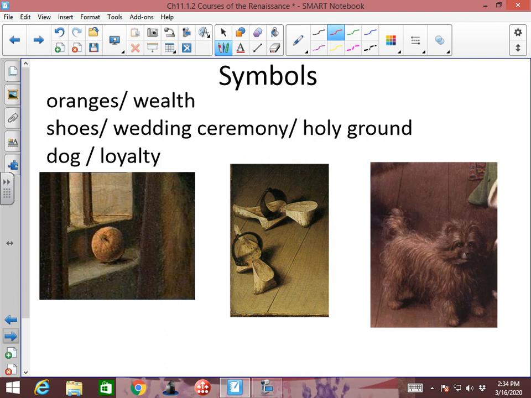So if you look at the symbols, you know, the oranges symbolize wealth. So he's a wealthy man. You can't have oranges in northern Europe in the wintertime unless you're rich. The shoes are part of the wedding ceremony. If you go into the bedroom, it is holy ground, holy matrimony, so you take your shoes off. And dogs usually symbolize loyalty in these paintings.